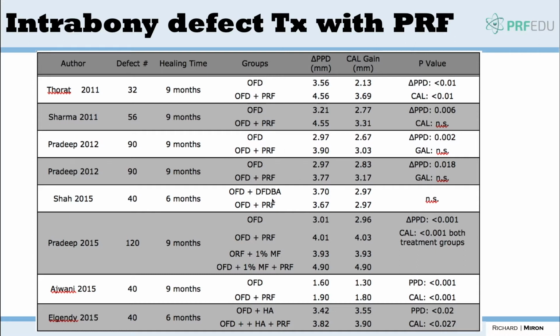And when you compare DFDBA to PRF, okay, pocket depth reduction almost identical. Okay, 3.7, 3.67. Clinical attachment gain, exactly the same. So there was no difference. You gained 2.97 millimeters here in either of these treatment modalities. And that's one place where you can use PRF to basically save a little bit of money by not having to utilize necessarily DFDBA in such cases.